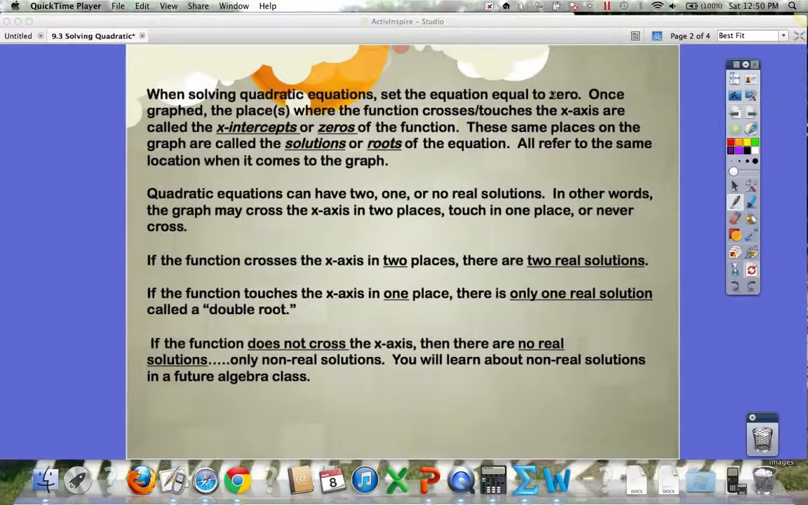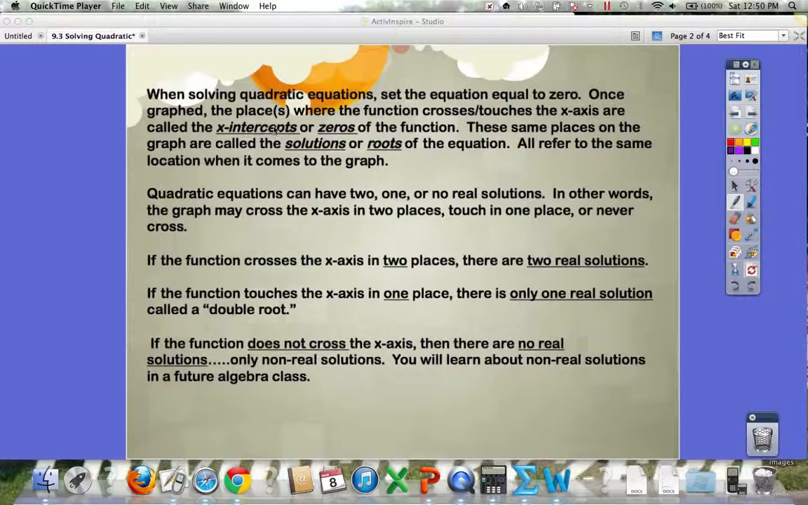Alright, so when we are solving quadratic equations, you're going to make sure that the equations are set equal to 0. If they're not, you have to move things around so that they are set equal to 0 and keep it in descending order.